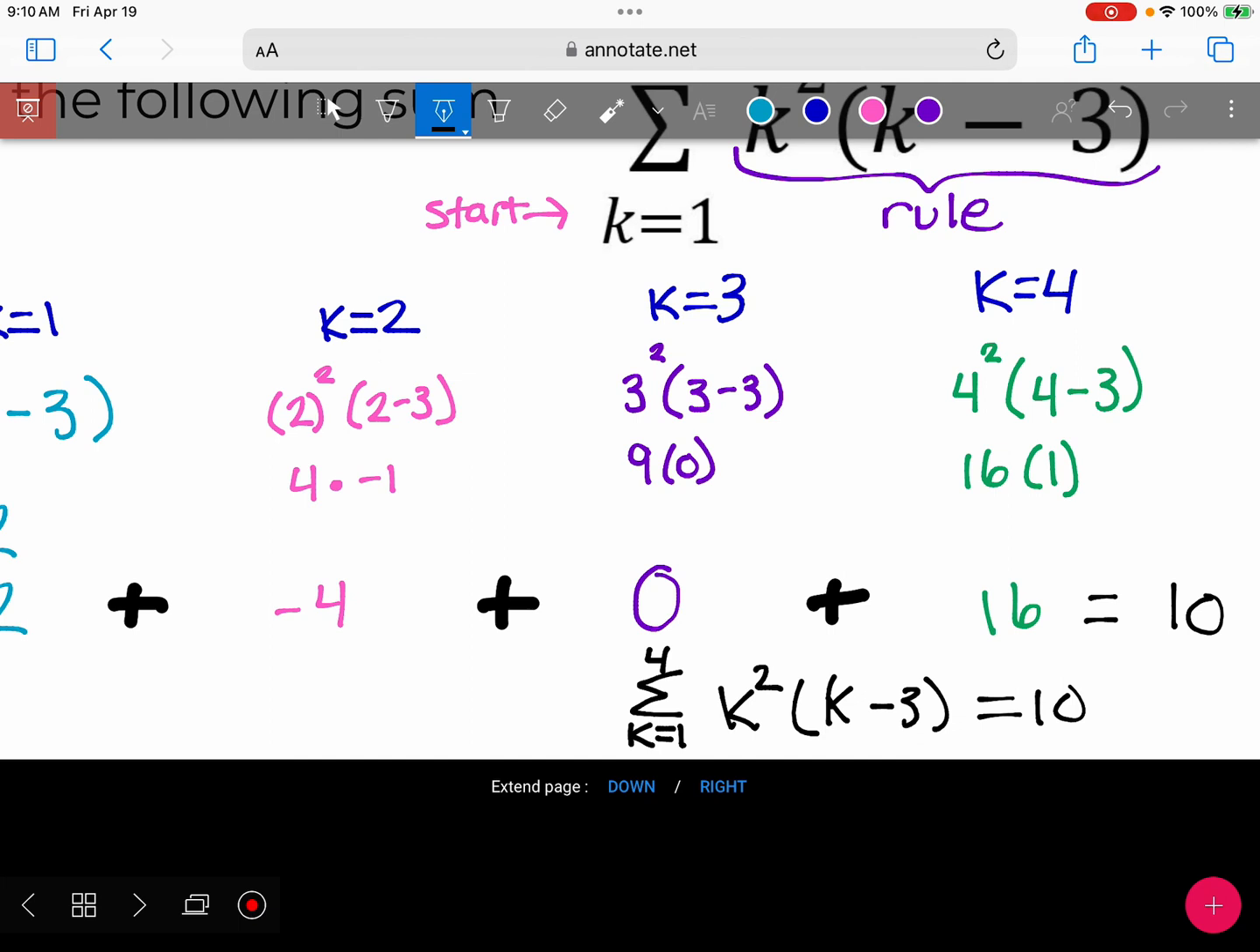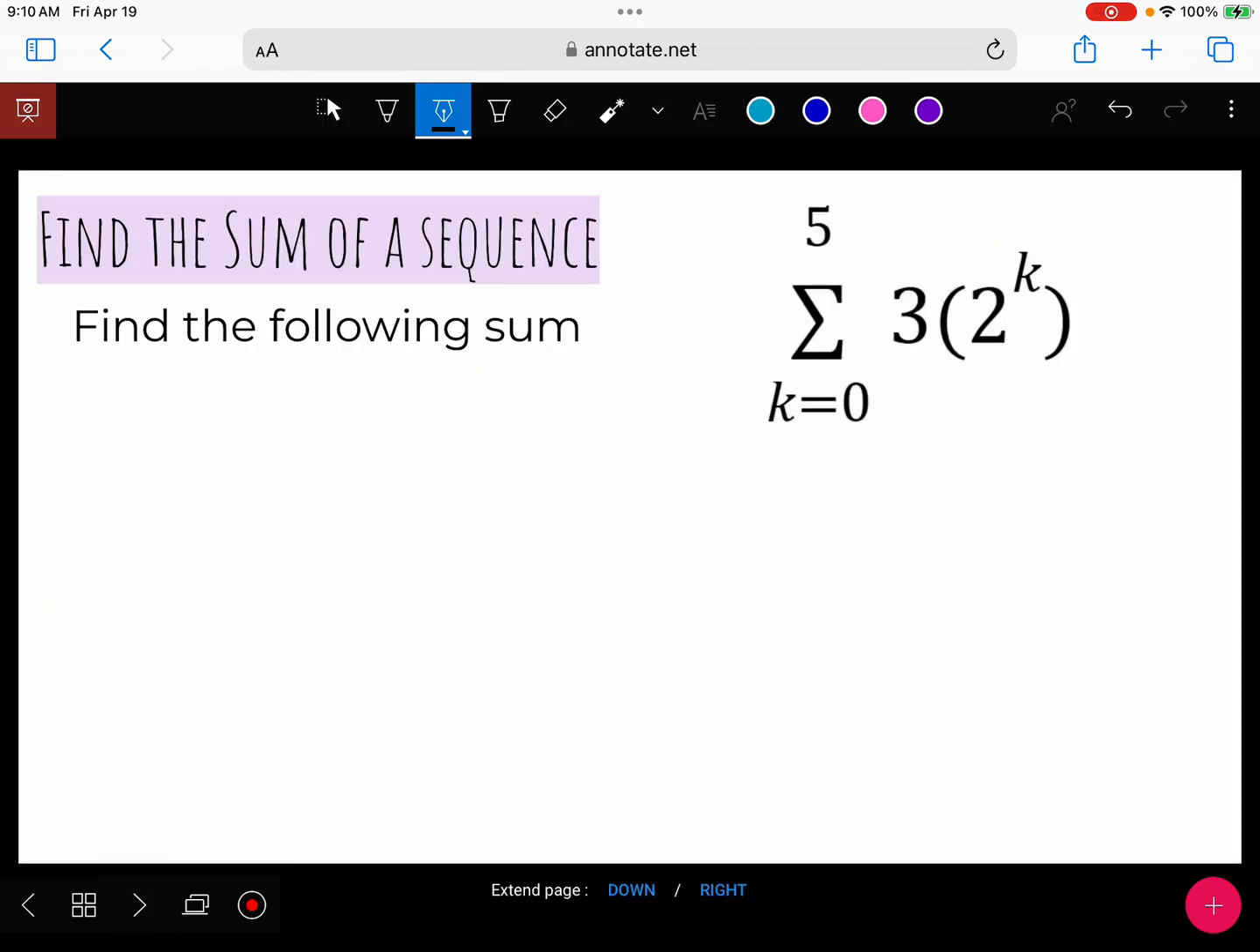I know I'm super close to the bottom there. Questions on this one? It's super impressive looking and really kind of scary looking, but it means substitute and add. Okay, let's do another one. So we're going to find the following sum.